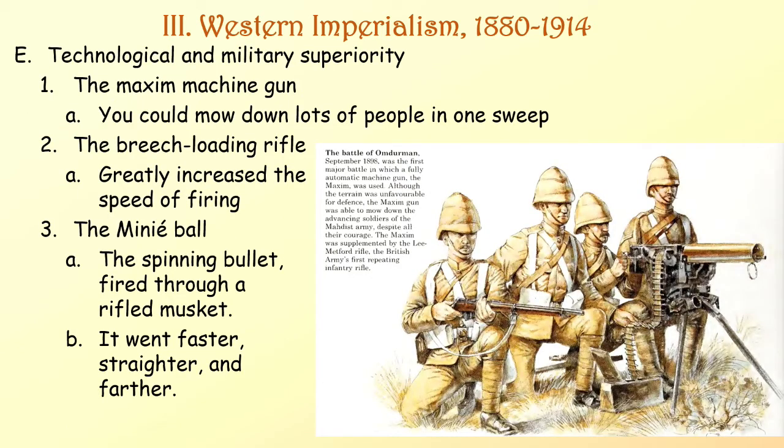Technological and military superiority. The British had the Maxim machine gun, and with this gun you could mow down lots of people in one sweep. Number two, the English had the breech-loading rifle. This greatly increased the speed of firing. They also had the mini ball. It's a spinning bullet fired through a rifled musket. It went faster, straighter, and farther.